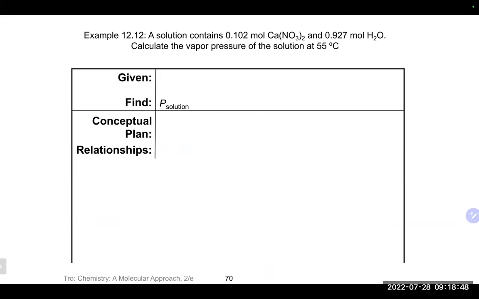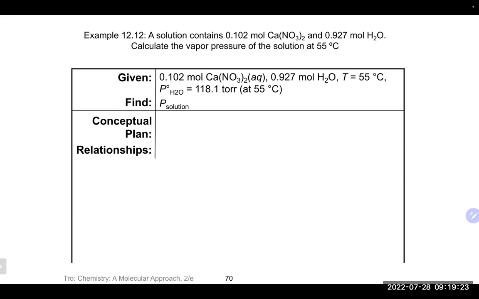So why don't you try this one here? A solution contains 0.102 moles of calcium nitrate. You may not have this one, so you might have to write it down. A solution contains 0.102 moles of calcium nitrate and 0.927 moles of water. Calculate the vapor pressure of the solution. And the vapor pressure of water at 55 degrees is 118.14.